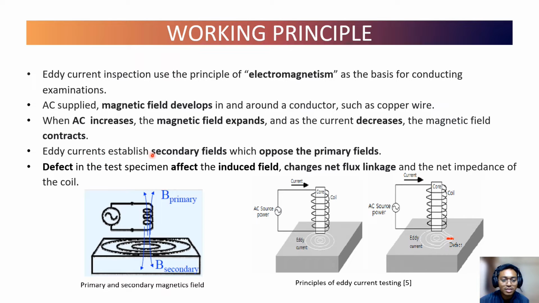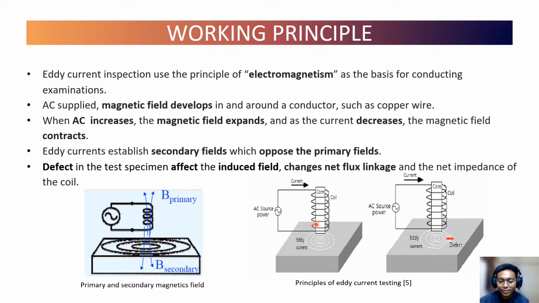Okay, and the eddy current establishes a secondary field which opposes the primary field. In this ECT, the magnetic field I explained before appears here as the primary field, and this is the conductor, which produces the secondary field that appears here. Defects in the test specimen affect the induced field, thus changing the net flux linkage and net impedance of the coil. As we can see in this picture, this is the condition.